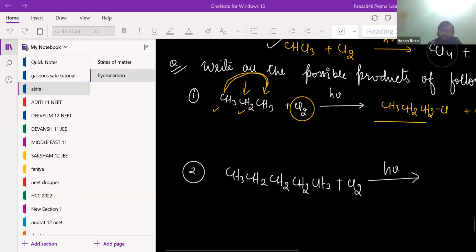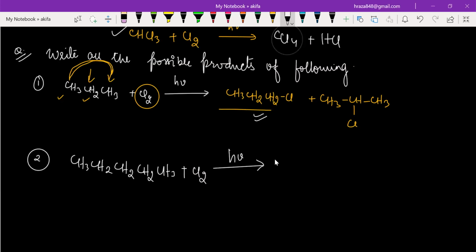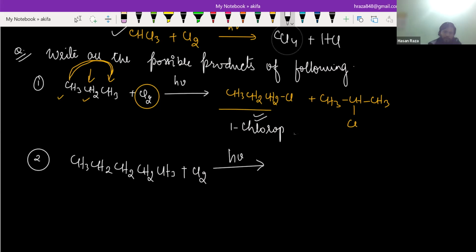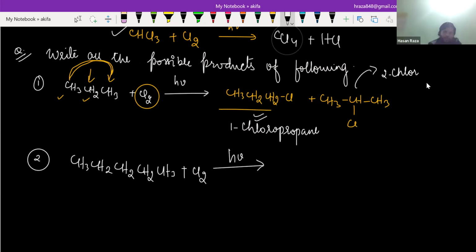Apart from these two, there is no other product in terms of haloalkane. So can you name this? The first one, 1-chloropropane. And what is the name of the second one? 2-chloropropane.